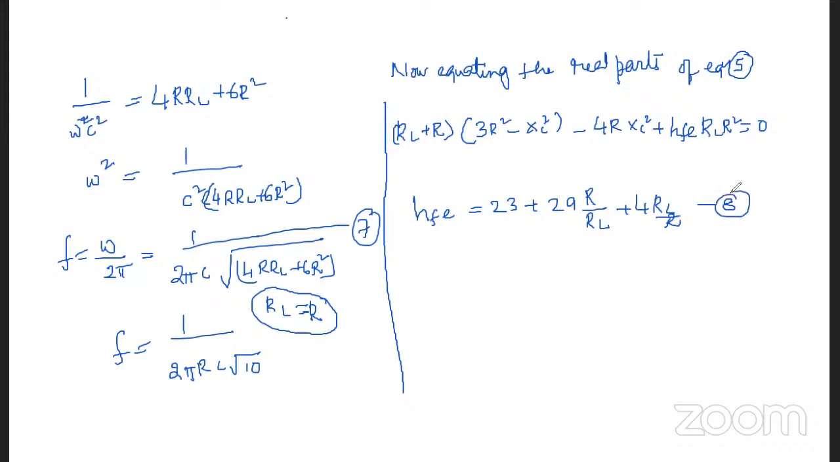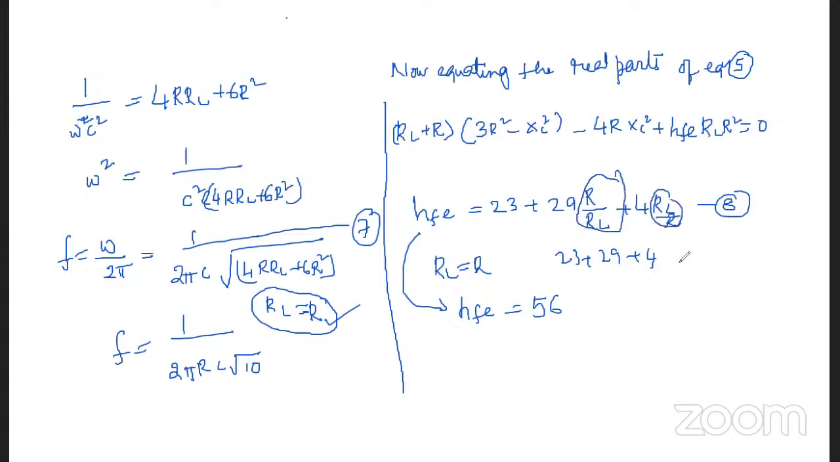Here again, as we have taken in the previous one, we consider the load resistance RL equals R. Then this equation for HFE becomes 23 plus 29 plus 4, because the RL and R values are the same, so these terms get cancelled. So that is nothing but 33 plus 23, and we get HFE as 56.